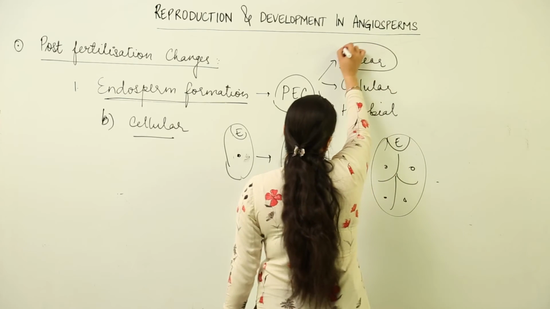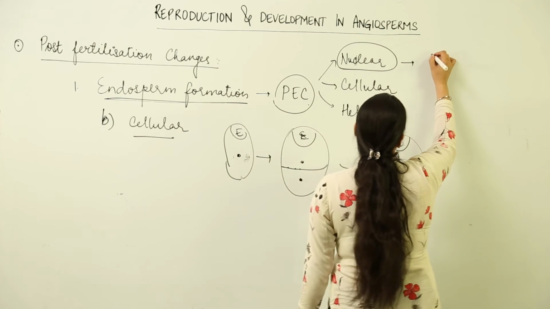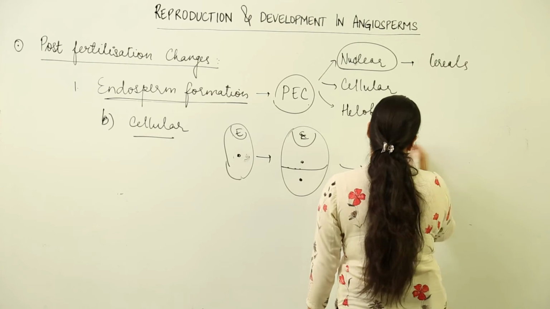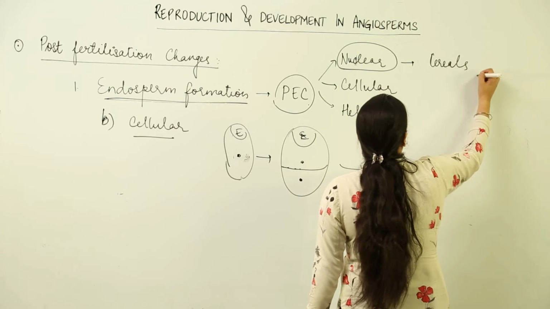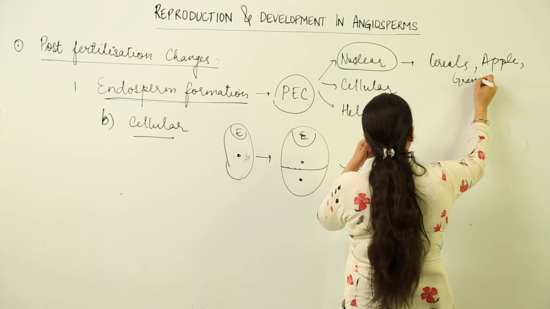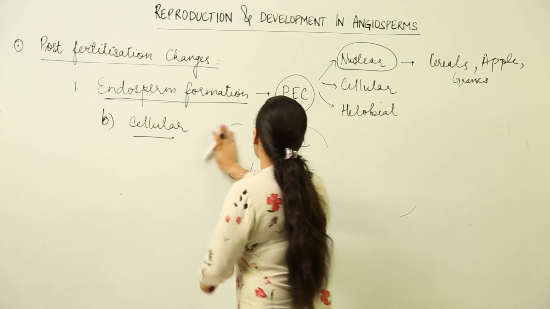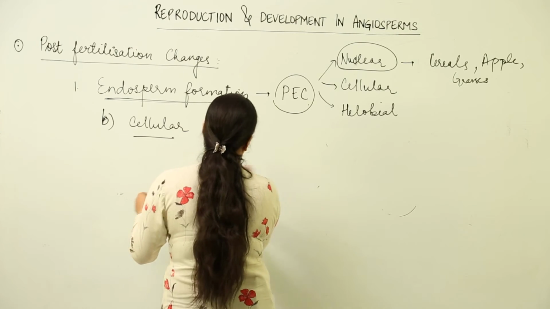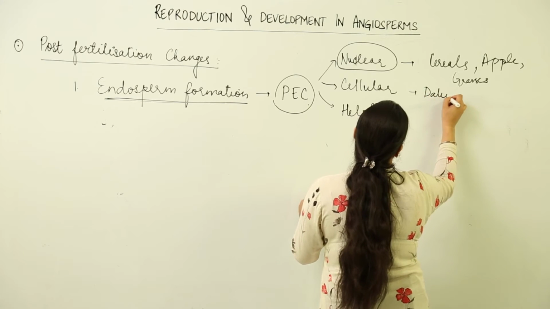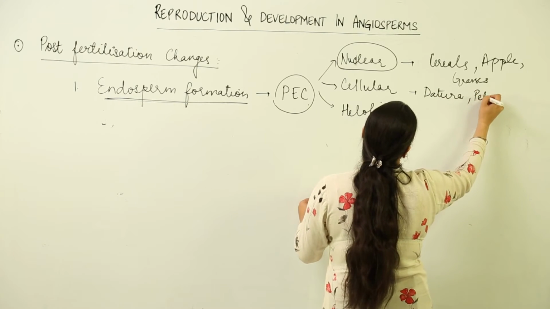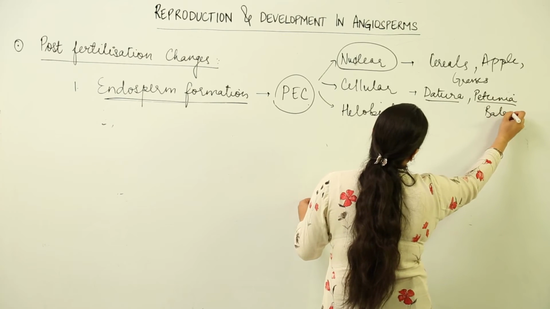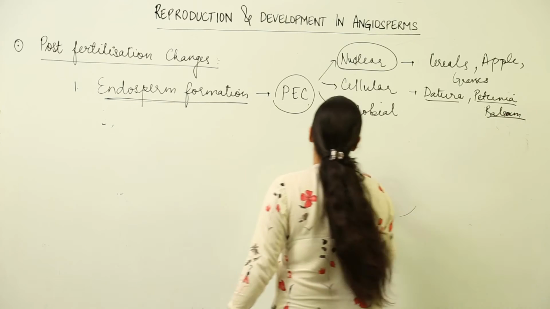Most of the plants have nuclear endosperm. You find the cereals, which comprise many monocots. You have apple, you have grasses, all these have nuclear endosperm. Talking about cellular endosperm that we have discussed, it is present in Datura, Petunia, balsam. These are the examples you have to remember.